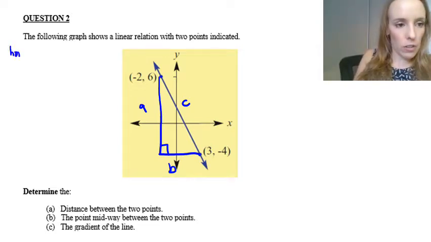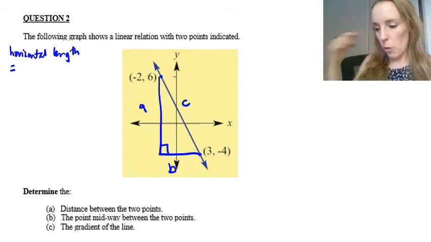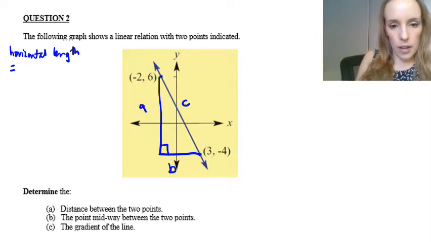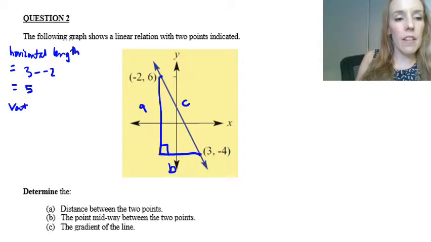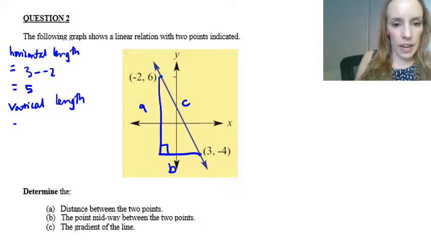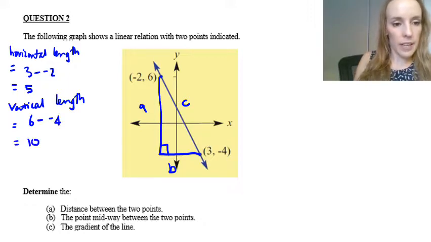So your horizontal length, and that's going to equal your largest point minus your smallest point. So that will be 3, take -2, which is going to equal 5. And then your vertical length, again, it's the same thing. Your largest take your smallest, which is 6, take -4, which equals 10.